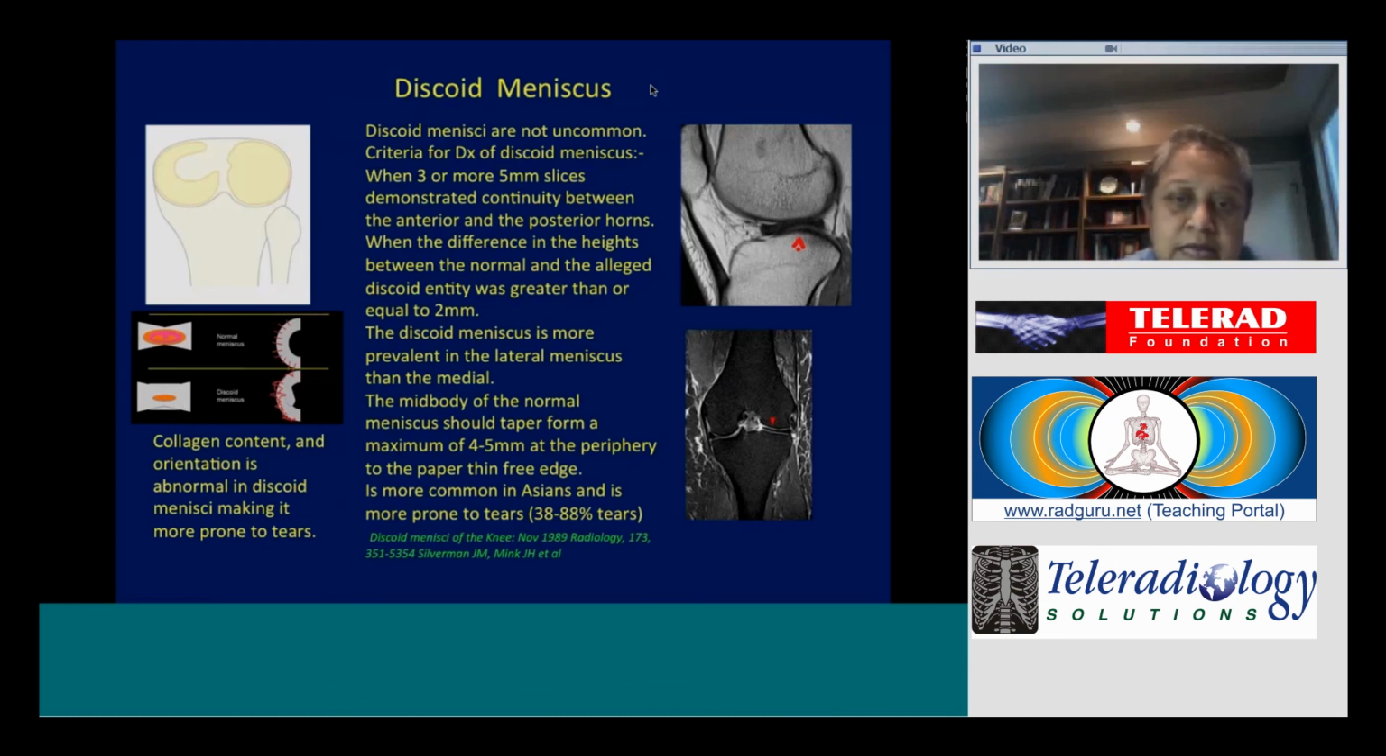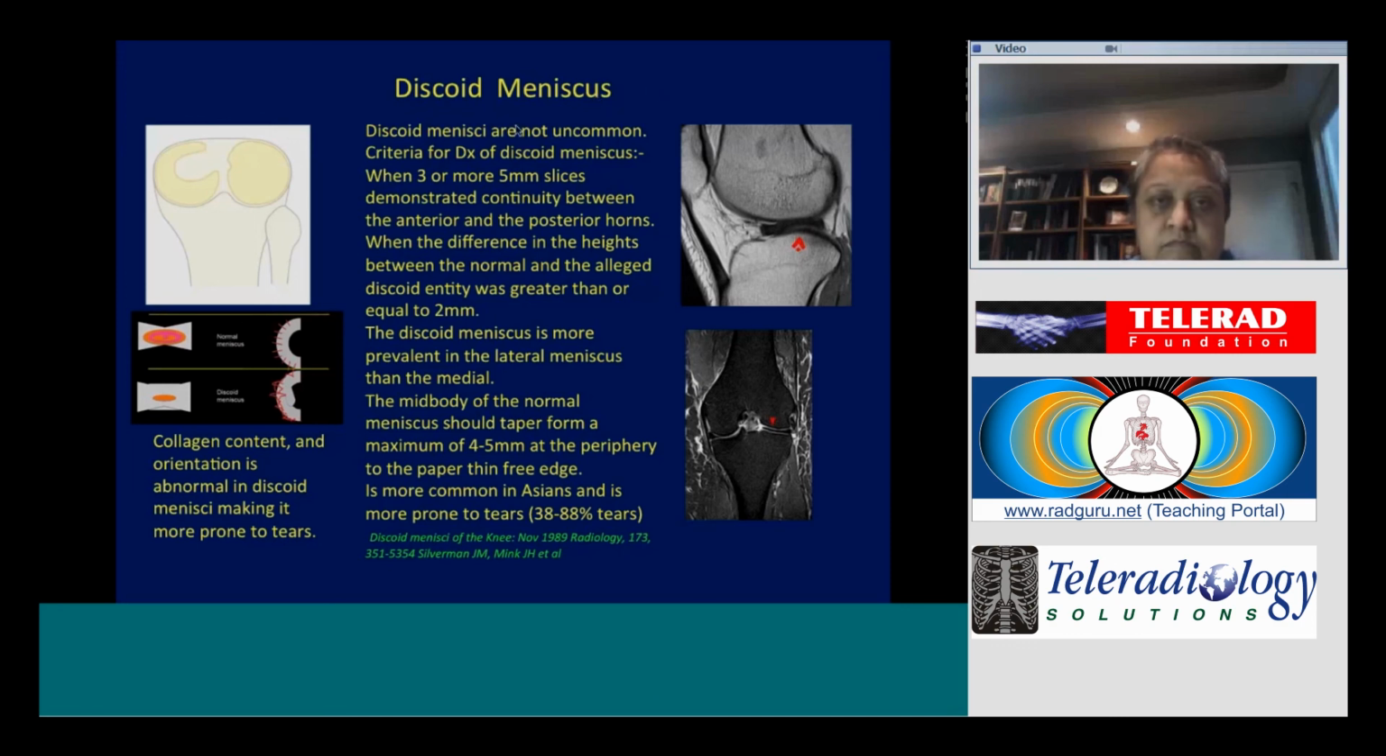The mid-body of the normal meniscus should taper and form a triangular configuration of 4 to 5 millimeters at the periphery to becoming paper-thin at the free edge. When this doesn't occur, you suspect a discoid meniscus. It's more common in Asians and also more prone to tear.